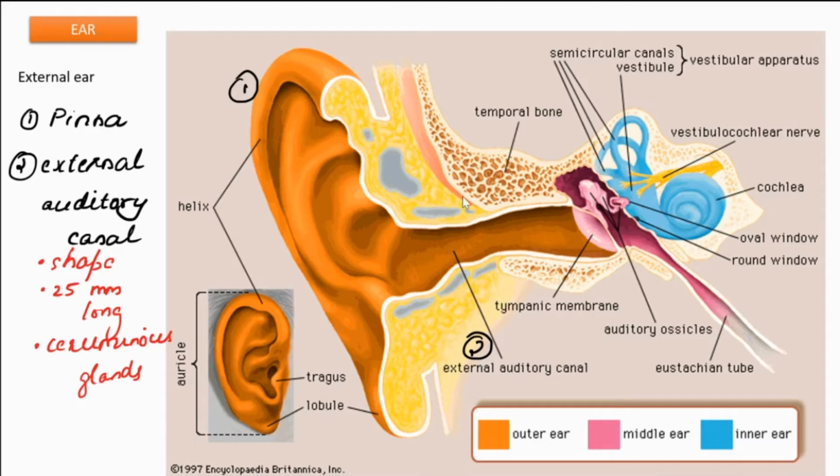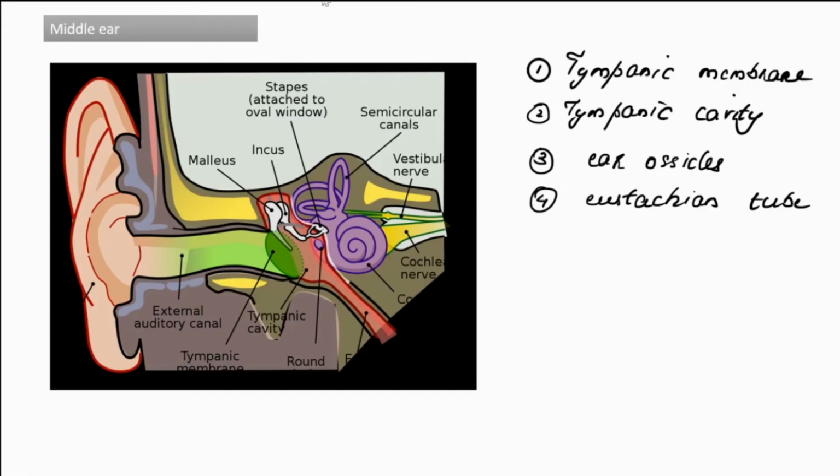Next, that's about the external auditory canal. Next, we are going to learn about the middle ear. This is the middle ear, this reddish region. What are its parts? Tympanic membrane is there, tympanic cavity is there, ear ossicles are there, and the eustachian tube is there. All these structures are points you need to write when you are writing about the middle ear. So we need to understand about each one.